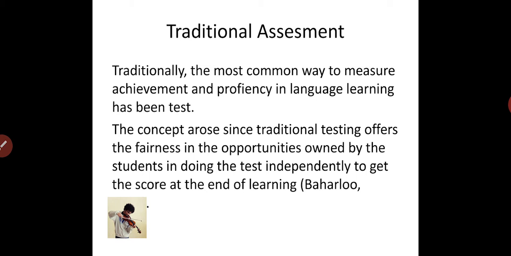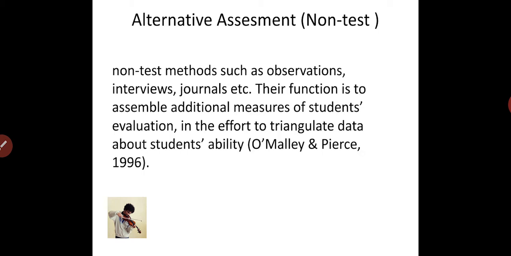Traditional assessment. Traditionally, the most common way to measure achievement and proficiency in language learning has been tests. The concept arose since traditional testing offered fairness in the opportunities earned by the students in doing the test independently to get the score at the end of learning. Alternative assessment or non-test. Non-test methods such as observations, interviews, journals, and so on. Their function is to assemble additional measures of students' evaluation in the effort to triangulate data about students' ability.